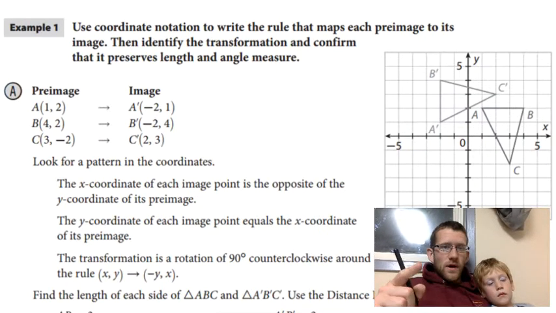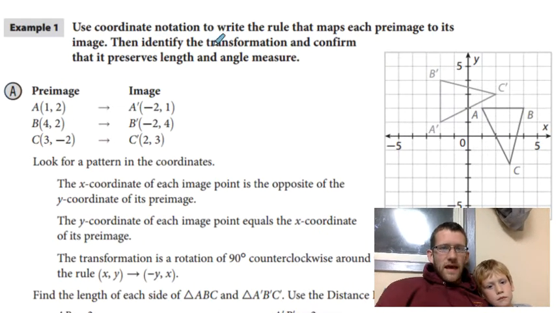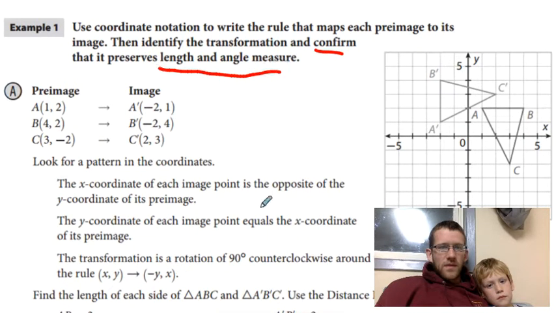Okay, in this one, we're actually going to do the same sort of deal, but we're going to do it backwards. So we're going to start with our transformation. You even could be given the values, and our goal is to figure out what the pattern is, right? What is the transformation? And then finally, they want us to just confirm that it's a rigid motion, that length and angle measurements are the same. So in this case, we look and we try and figure out the pattern.